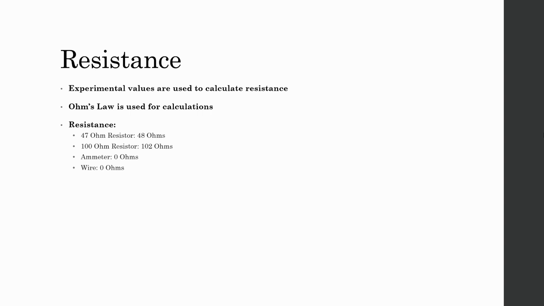The experimental values can be used to calculate resistance. By using Ohm's law, we determine the electrical resistance of each part of the circuit. They are shown here.